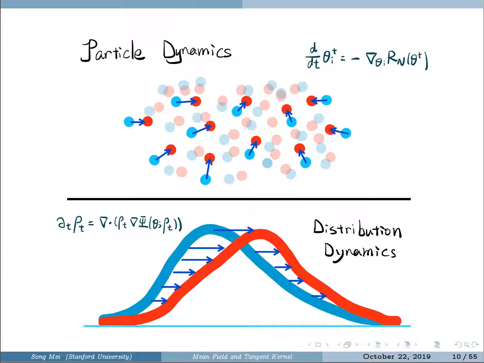And if the number of particles is very large, then you can think of them as point clouds, and you can talk about the density of these point clouds. So if you look at the density of the point cloud at initialization, this gives the blue curve, and after a small amount of time, the density changes to the red curve, and the change of this density will evolve according to this partial differential equation. So this gives you a dynamics on the distribution.